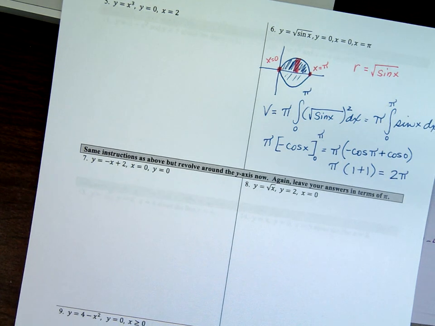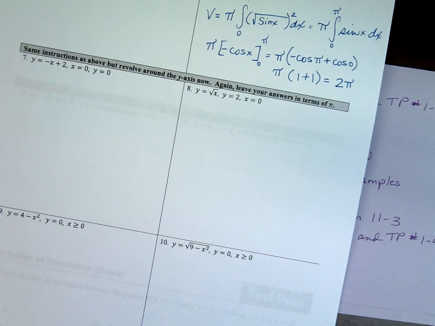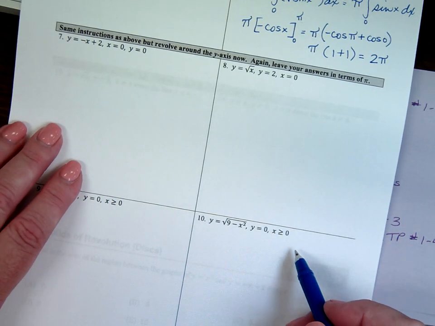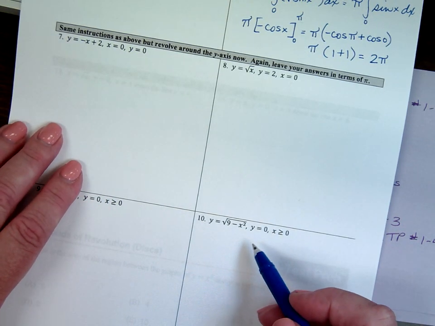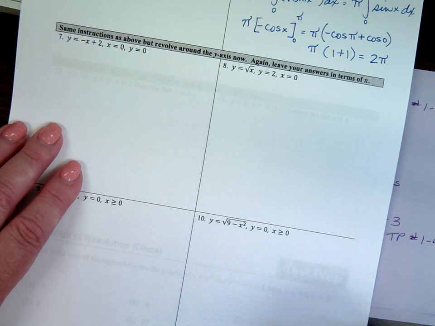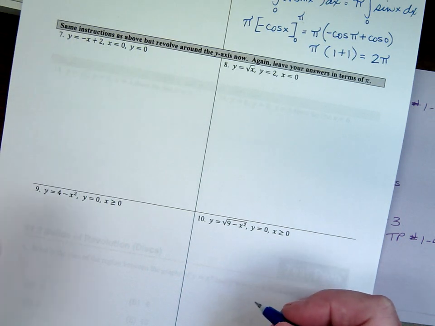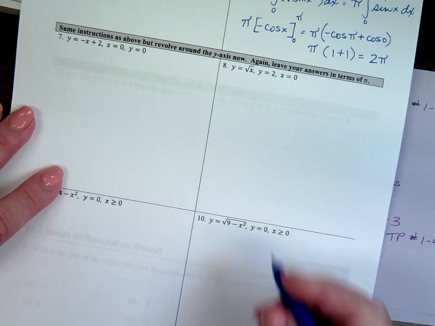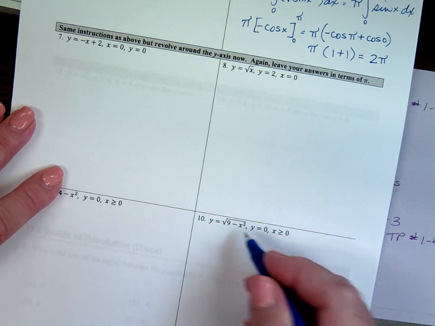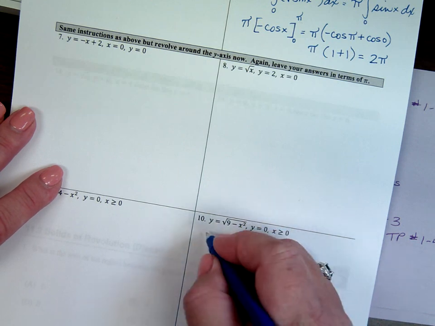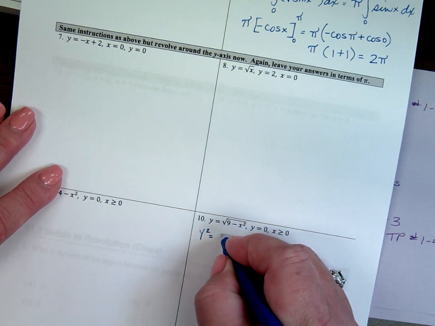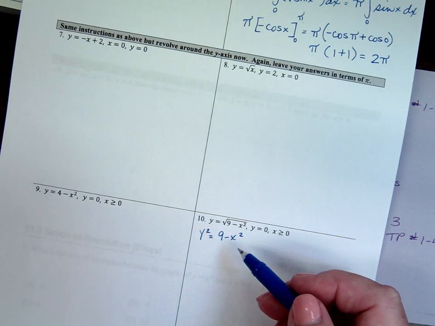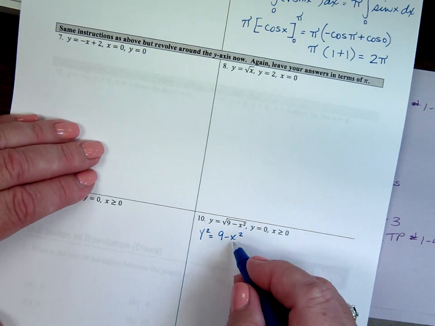Now, if you're revolving around the y-axis, there's a couple things to consider. First thing is you have to have your equations in terms of x. X equals something. You saw that in the last section with area between curves. So the first thing I know I'm going to have to do is take this and solve it so that it's x equals. So let me do that. I don't like the square root. I'm going to square both sides.